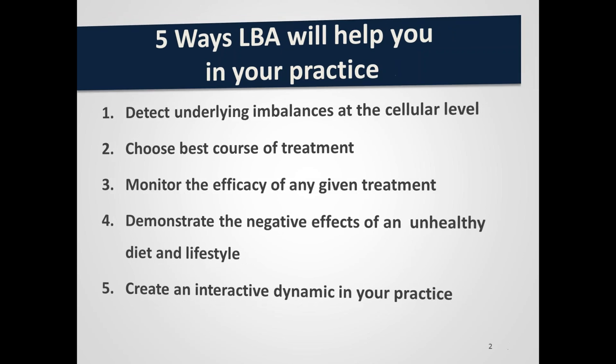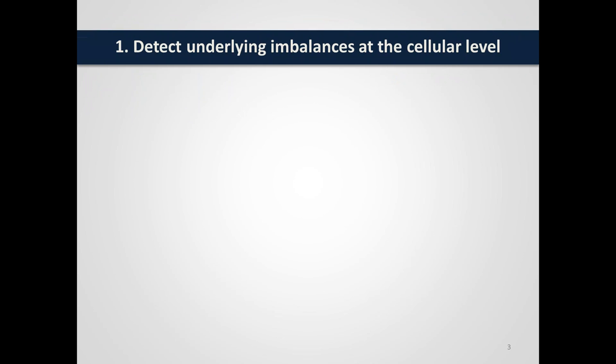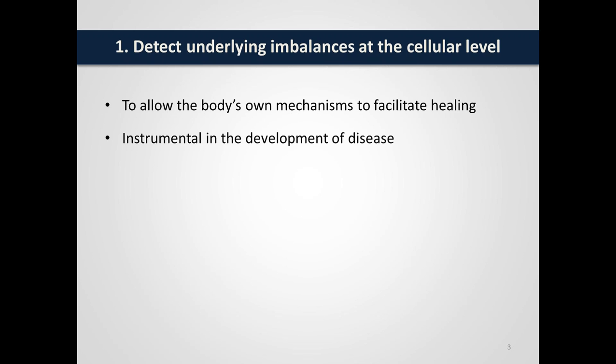All right, so we're going to just run through each of these points in a little bit more detail. So the first point there, live blood analysis enables you to detect underlying imbalances at the cellular level. Now, these are the imbalances that complementary and integrative practitioners need to work with to allow the body's own mechanisms to facilitate healing. Now, these underlying cellular imbalances are also instrumental in the development of disease, and they therefore actually precede disease.